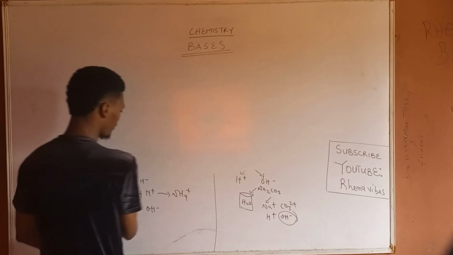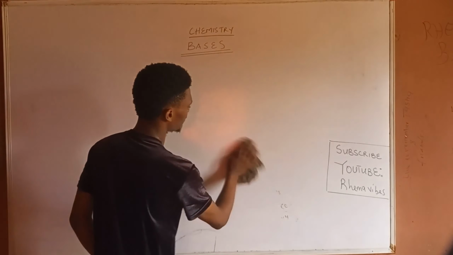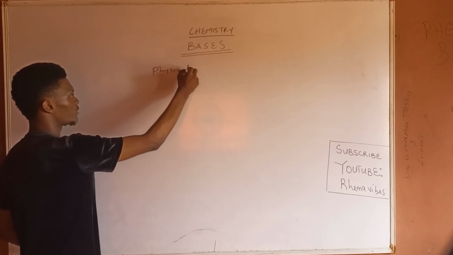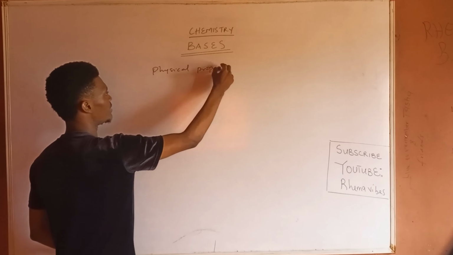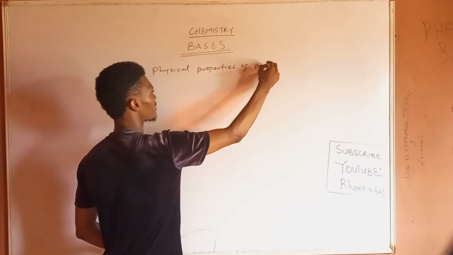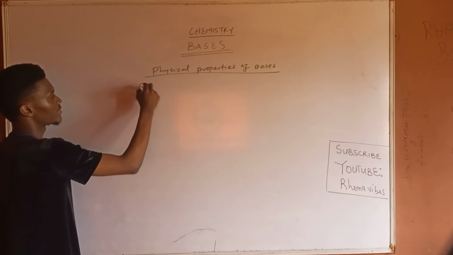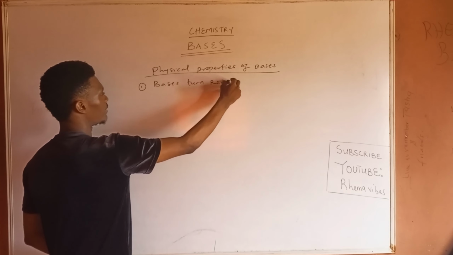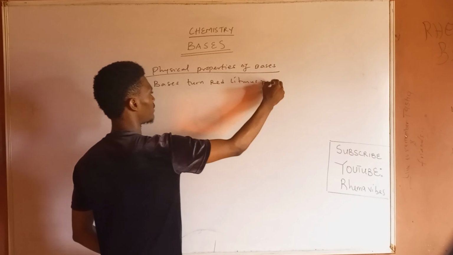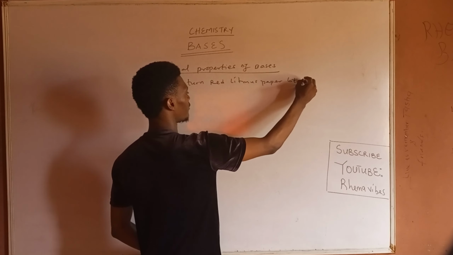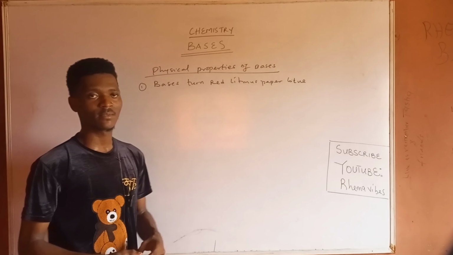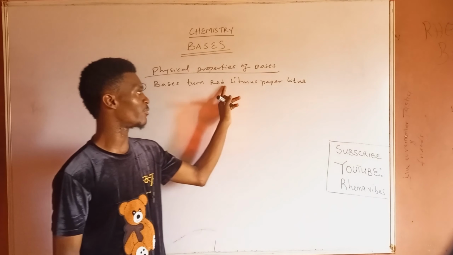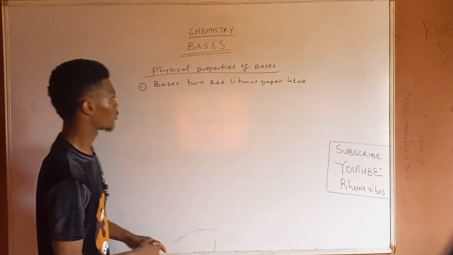Physical properties of bases. Now, when we talk about the physical properties of bases, we are simply referring to features that can be visible to the eyes. So the physical properties of bases. Now, the first is: bases turn red litmus paper blue. Hope you have not forgotten this. You know, in acids, I told you that acids turn blue litmus paper red. So it's just like the reverse. For bases now, they will turn red litmus paper what? Blue. Alright? So don't forget that.